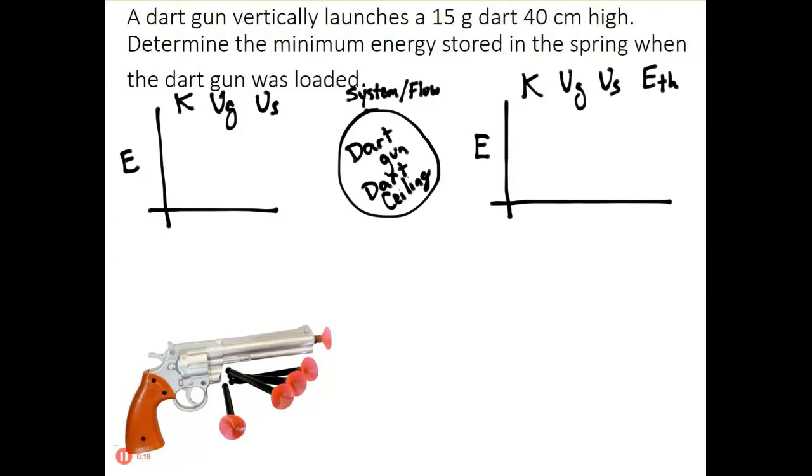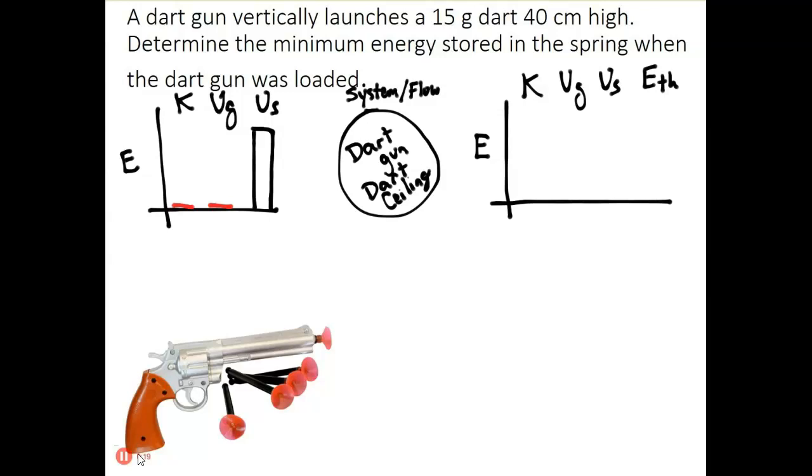Okay, so before the dart gun was launched, we must have had some energy in the form of the spring. We don't know how much, but we must have had some energy in the form of the spring. We'll call the elevation of the dart gun 0, so we don't have any UG. Gravitational potential energy is 0, and kinetic energy would be 0 before the dart gun is launched also.